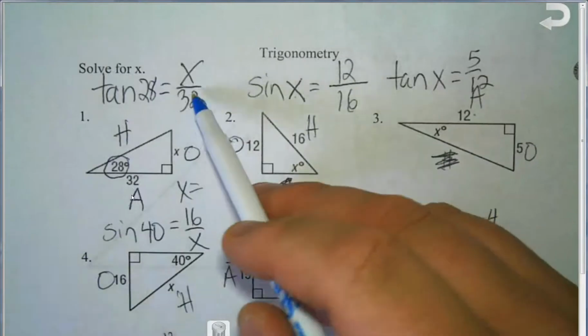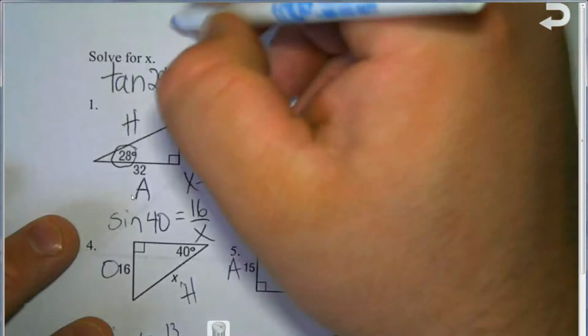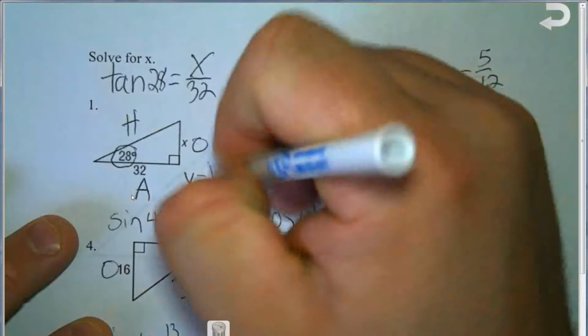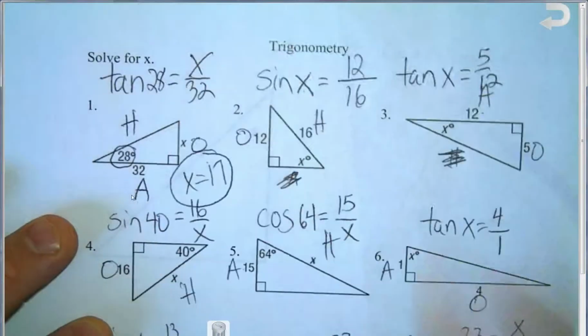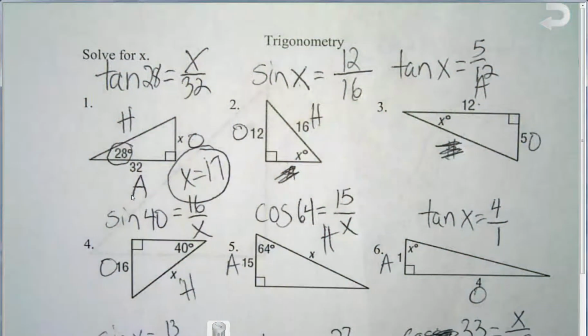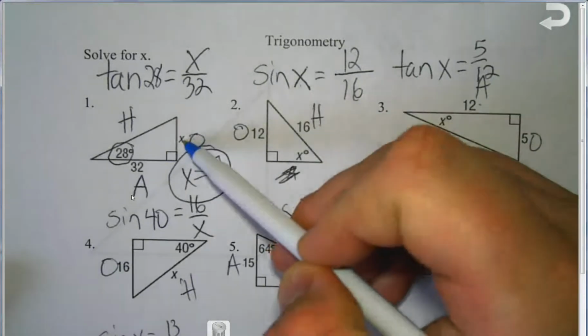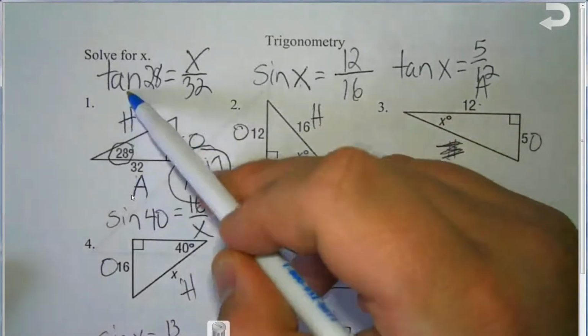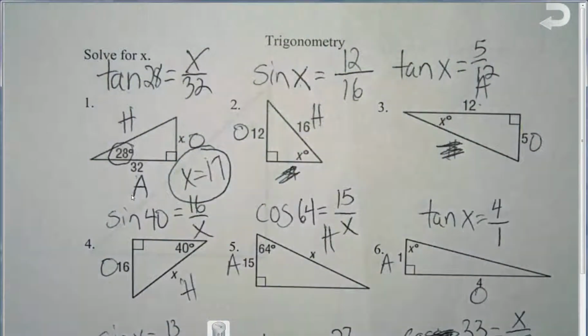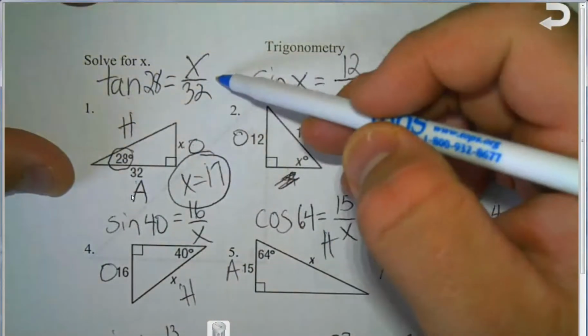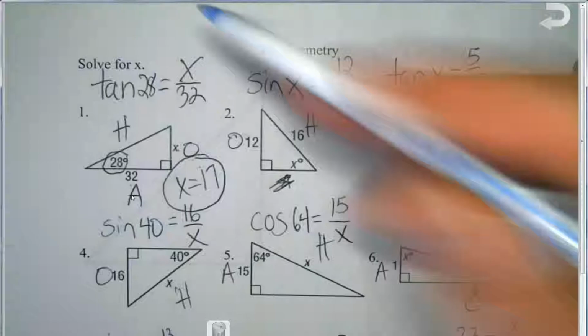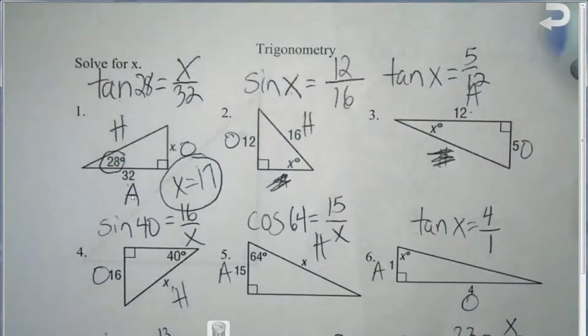Multiply. So 32 times the tangent of 28 tells me that x is equal to 17. So that's the answer. The question I got was, how do we know it's tangent? That's the first step. Identify that this is opposite and adjacent, and then you know it's tangent. So tangent of 28 equals x over 32. Once you get to this point, then you know whether you need to multiply, divide, or use the inverse.